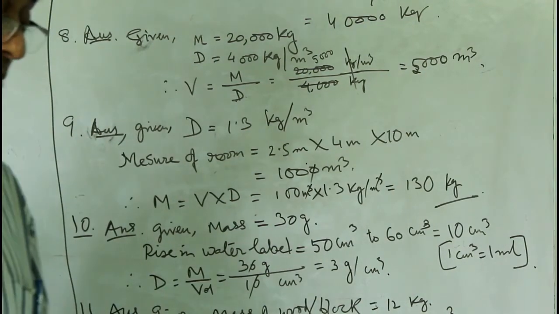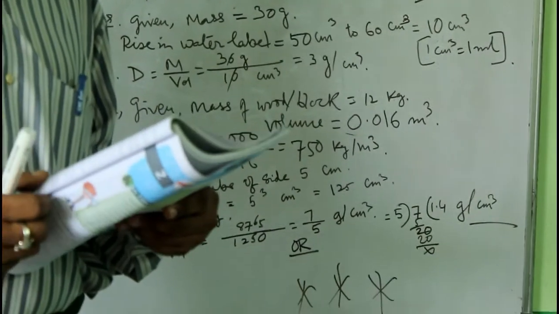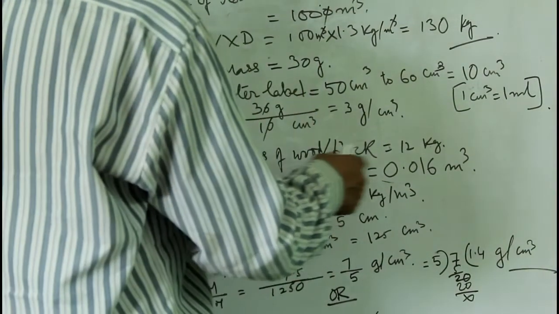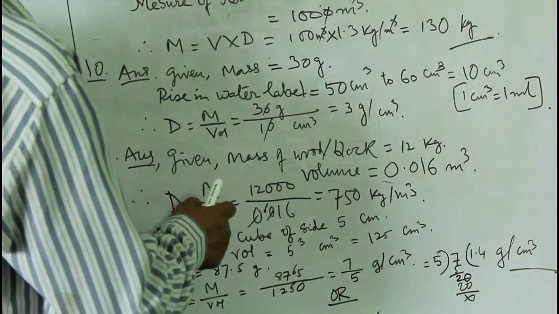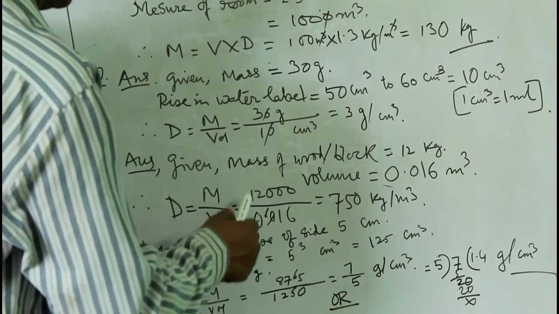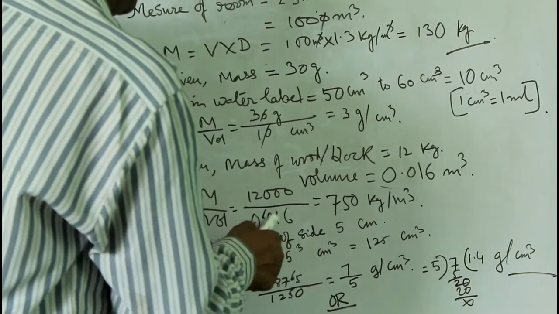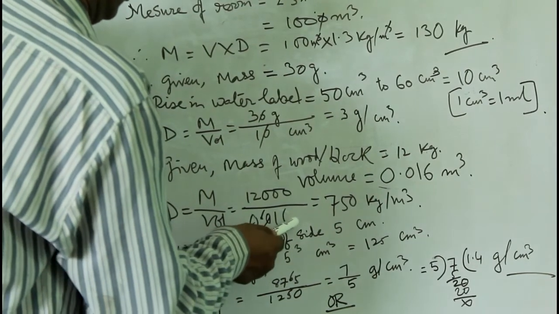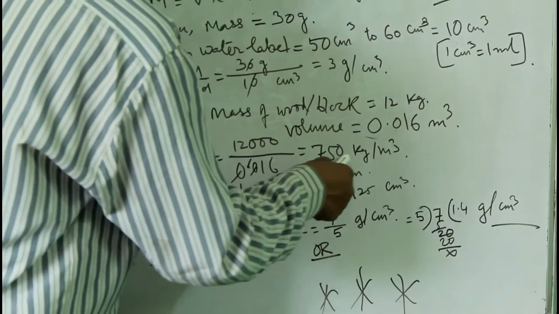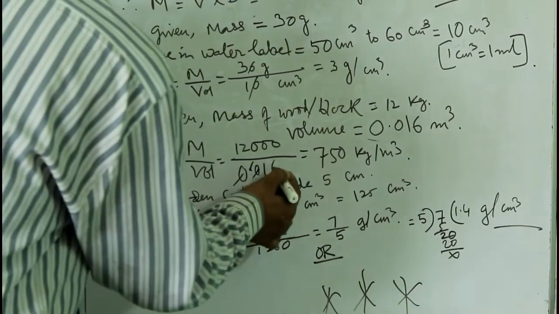Well, number 11. A block of wood of mass 12 kg floats in water. The volume of wood is 0.016 meter cube. Find the density of the wood. Well, the given mass of wood block is 12 kg, and the volume is 0.016 meter cube. So density equals mass by volume. That means 12 kg, 12,000 gram, divided by 0.016. So the point cancels to get 1, 2, 3 zeros. That means 12,000 by 16, if you cancel, you will get 750 kg per meter cube. Do the cancellation slowly and gradually at your home.